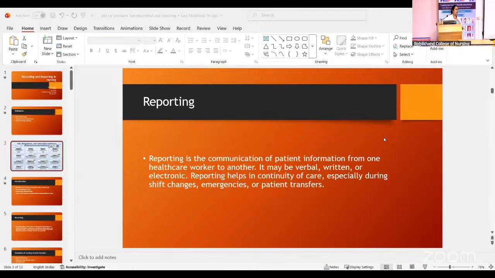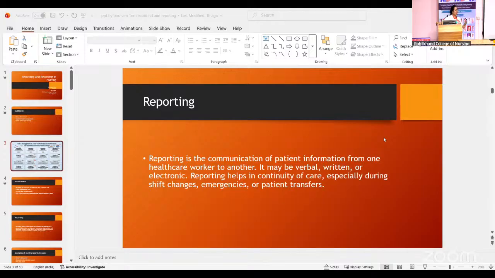Now what is reporting? Reporting is what you have done, to be transferred to another person. To whom will you transfer the information first? What you have done, to the coming shift person. Right?